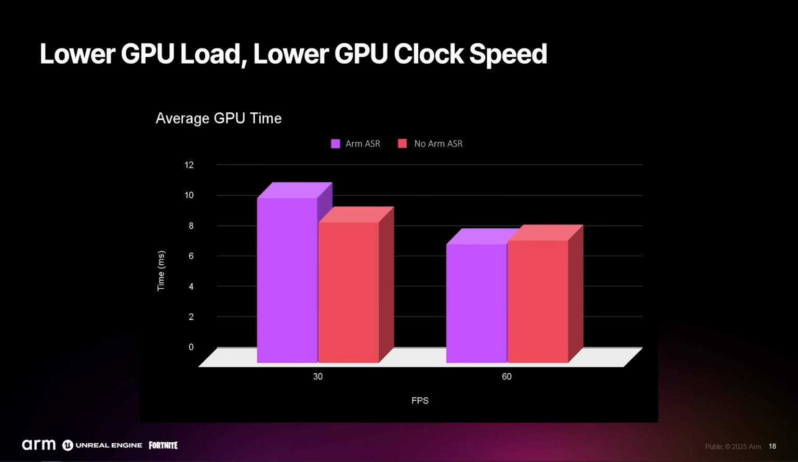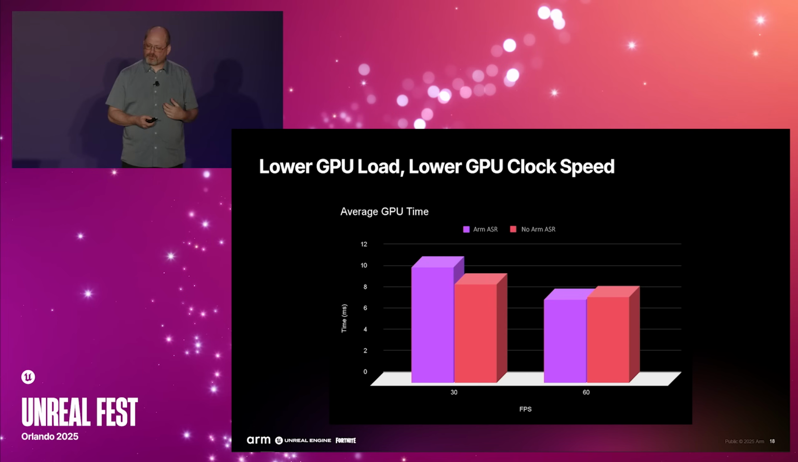So I'm going to go back to something Peter said, which is profile. Make sure you profile. Because sometimes you'll see something like this, where QA comes back to you and says, hey, it feels cooler, battery's a little bit better, but when you get GPU times, 30 frames per second is showing a higher GPU time with ASR than without. And about the same at 60 frames per second. Confused us for a bit, because there was a difference between what people were feeling with the devices and what we were seeing from performance.